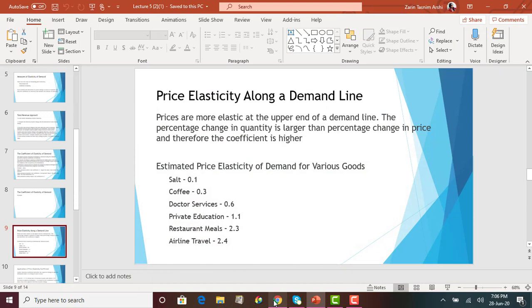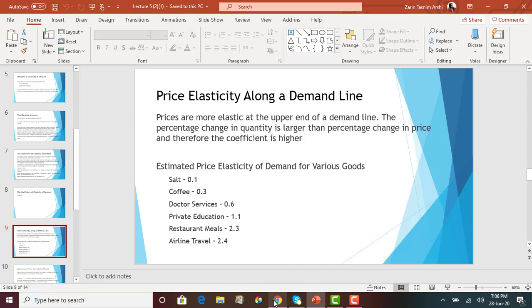Now, we have given you some coefficients of price elasticity of demand for some goods. Salt is 0.1. That means it is inelastic, meaning if price goes up by 1%, quantity demanded will only fall by 0.1%. Coffee is 0.3. These are necessity items, so we are not that sensitive to changes in prices.